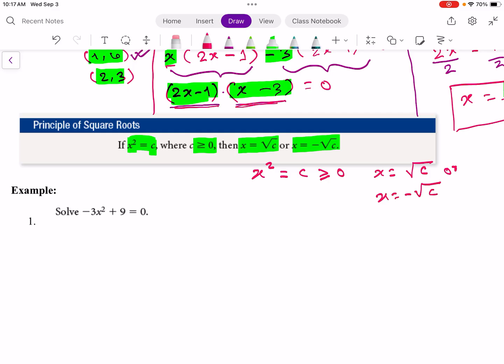Now let's use this method on our example. Is our example the same as this format, x squared equals c? Are these two in the same format?